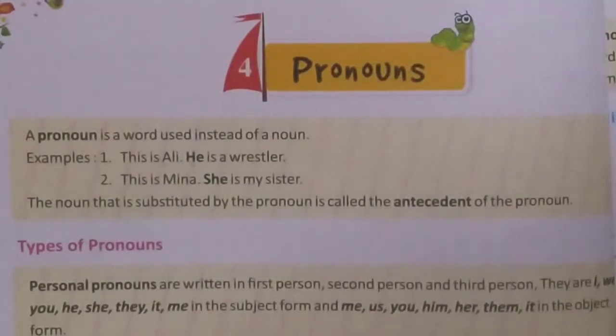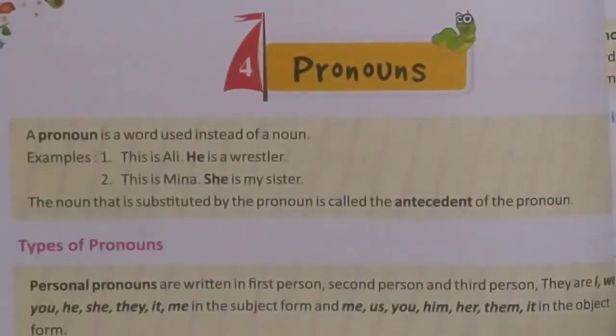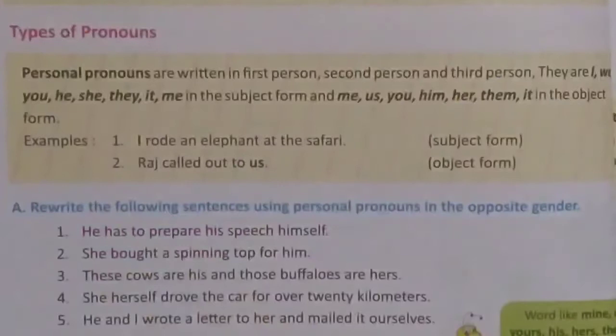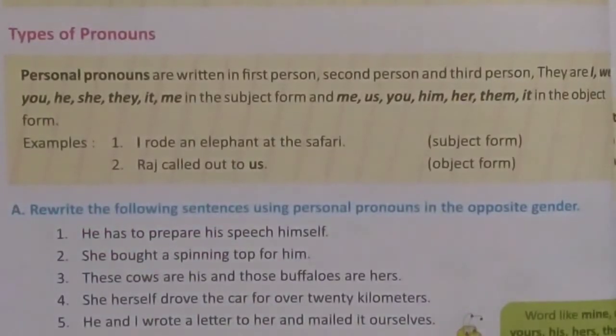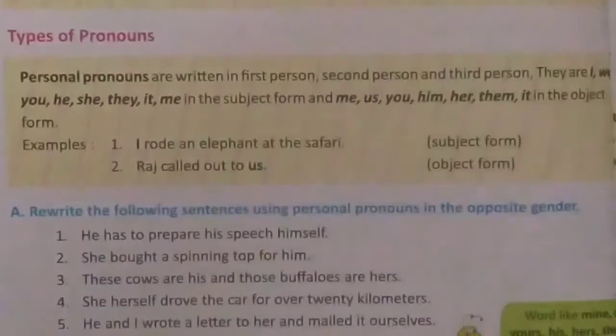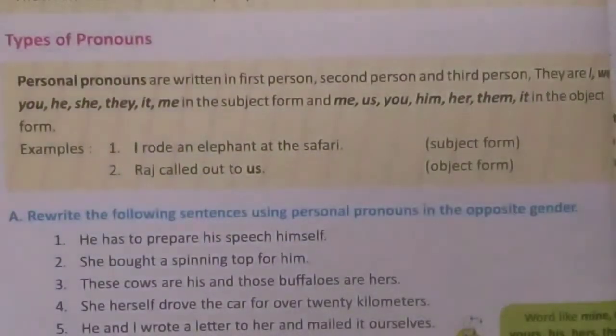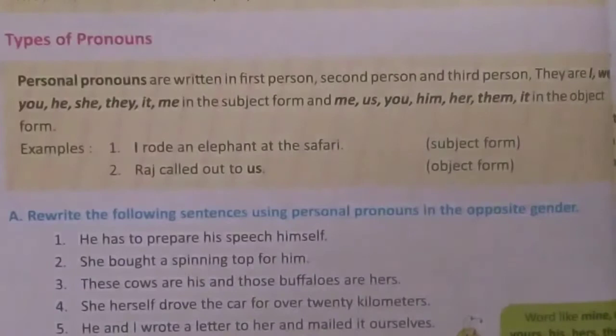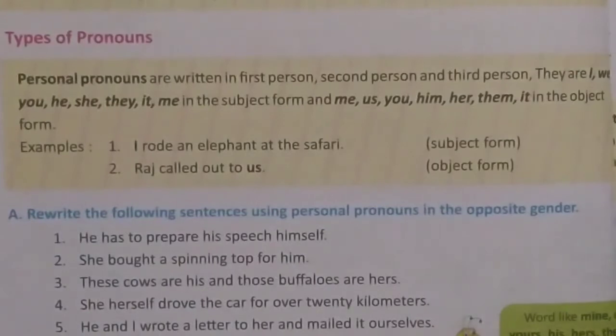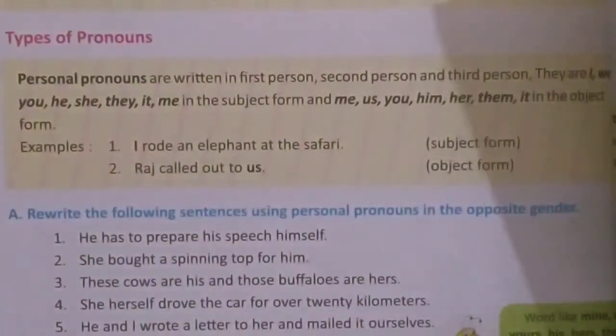And the noun that is substituted by the pronoun is called the antecedent of the pronoun. Noun की जगह पर जो substitute pronoun के द्वारा इस्तेमाल किया जाता है उसे हम antecedent of pronoun कहते हैं. Now here the next topic is types of pronoun. So students, there are 6 types of pronoun: personal pronoun, possessive pronoun, demonstrative pronoun, distributive pronoun, indefinite pronoun and relative pronoun.